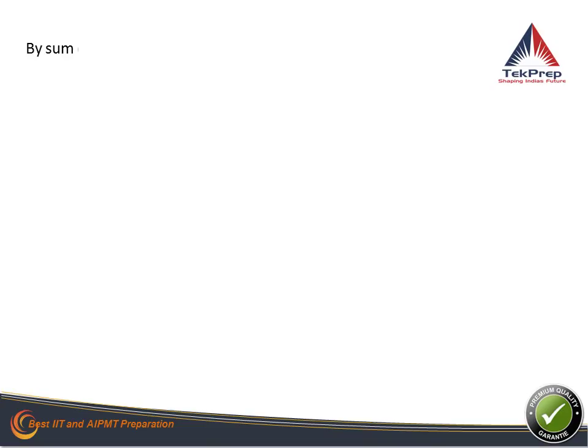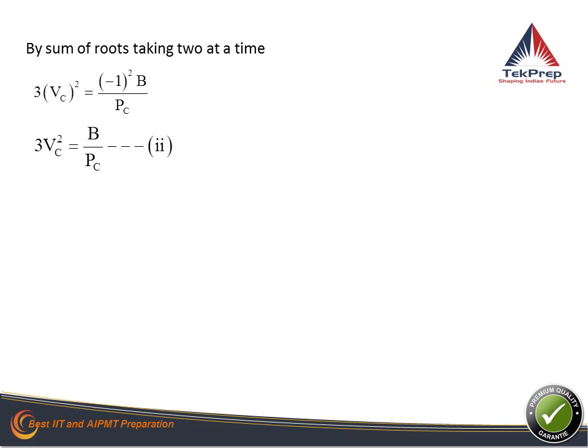Now let's sum 2 roots at a time and see what we get. We arrive at equation 2, which is given by 3 times Vc squared equals B by critical pressure. So let's divide equation 1 by equation 2. We come to the value where Vc equals 3C by B.